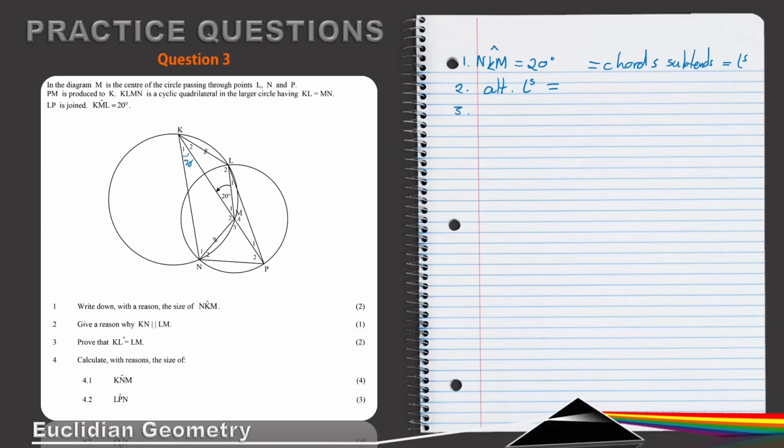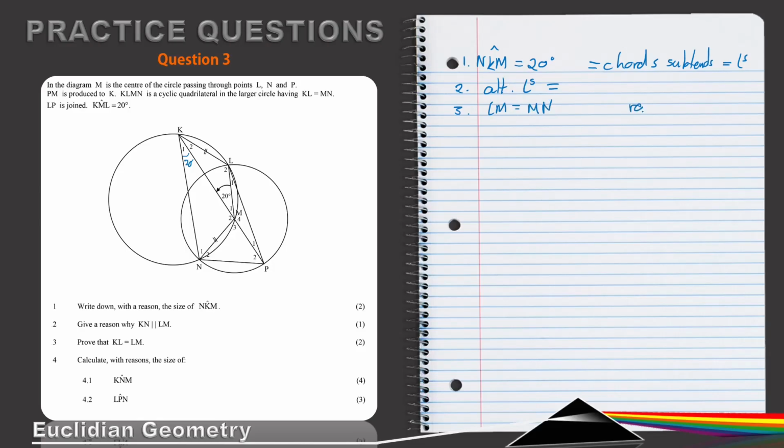Then for 3, prove that KL is LM. Okay, so we need to say KL is LM. Now, when we look, this M is basically the center of the circle, and ML is the radius of the circle, as well as MN is also the radius of the circle, so they are equal to each other, right? But we are given that KL is also equal to MN. And therefore, if both KL and LM are equal to MN, it means that they must be equal to each other.